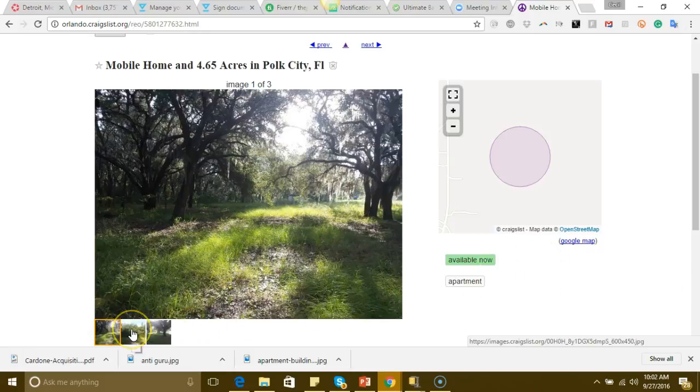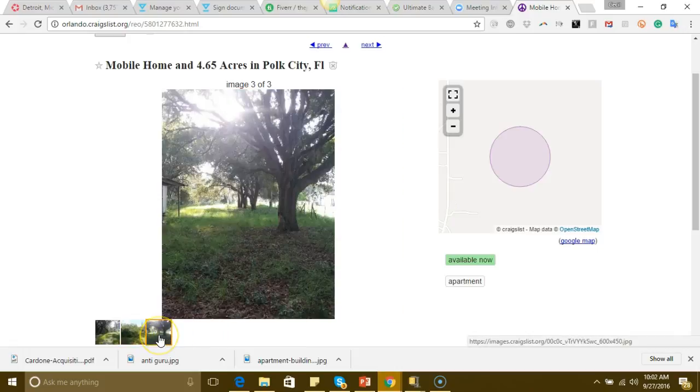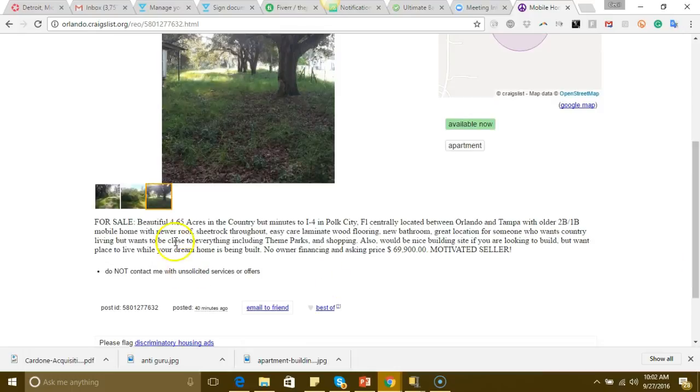And what I really like is obviously, like I said, let's say a 5-acre parcel of land that we can pick up from someone. Let's just see what it says here. For sale, beautiful, 4.65 acres in the country, but minutes to I-4 in Polk County. I know where that is.